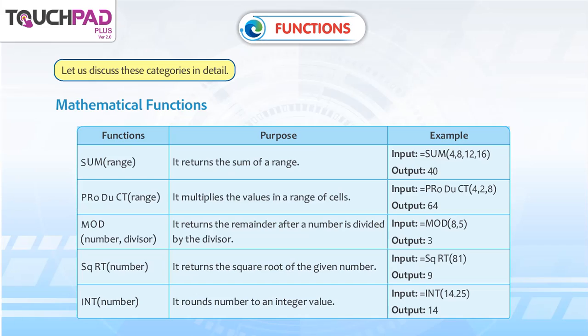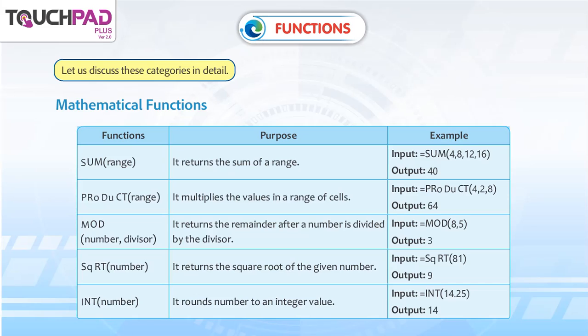MOD(number, divisor). It returns the remainder after a number is divided by the divisor. Input: MOD in parentheses 8, 5. Output: 3. SQRT(number). It returns the square root of the given number. Input: SQRT in parentheses 81. Output: 9.